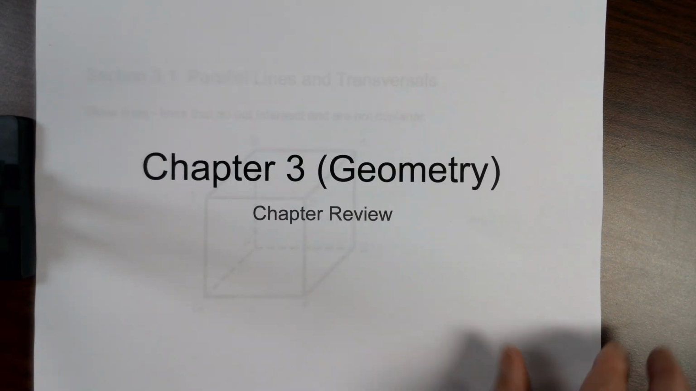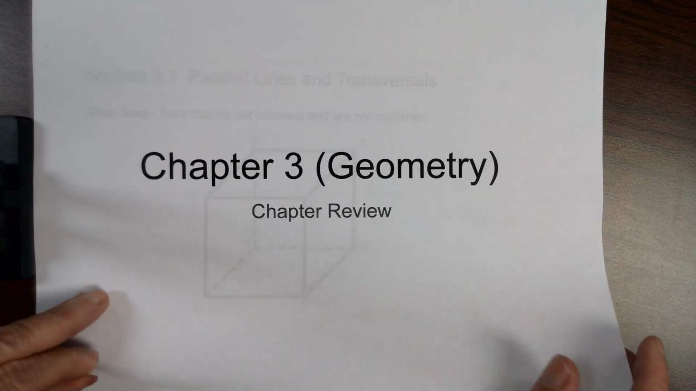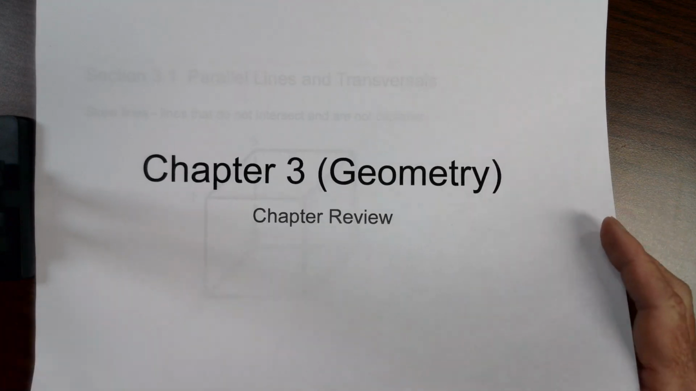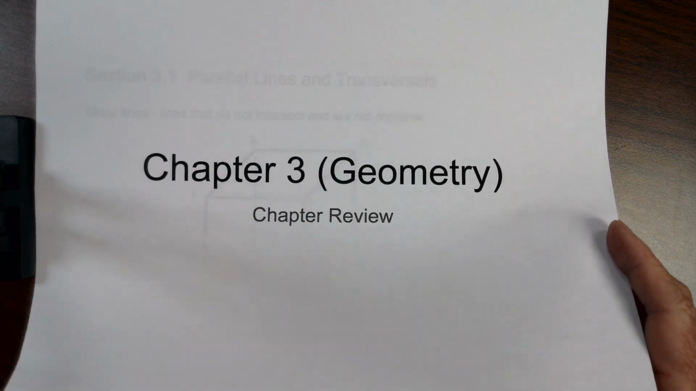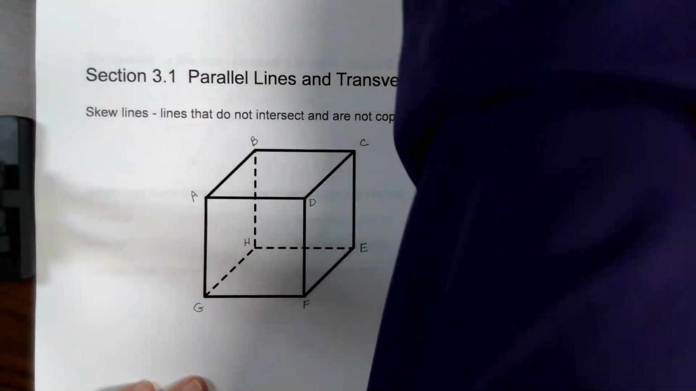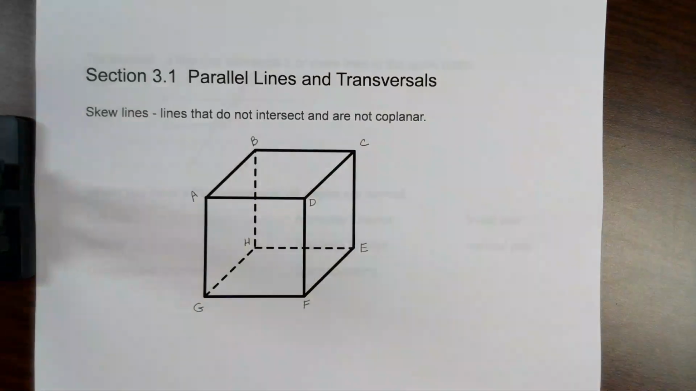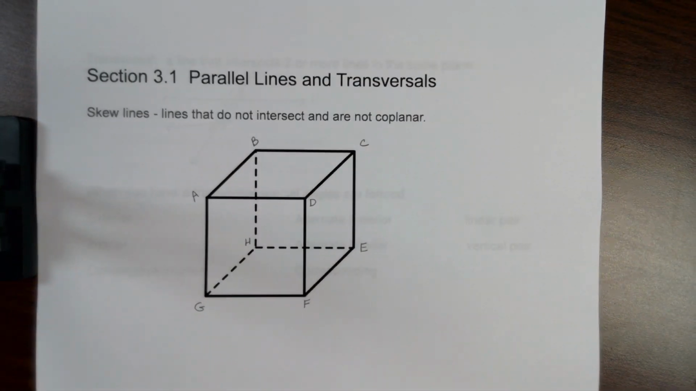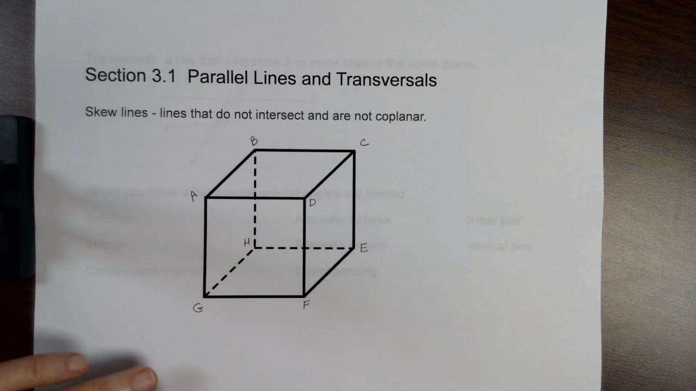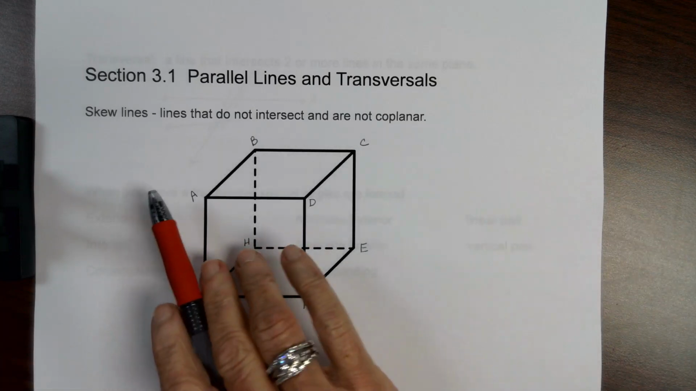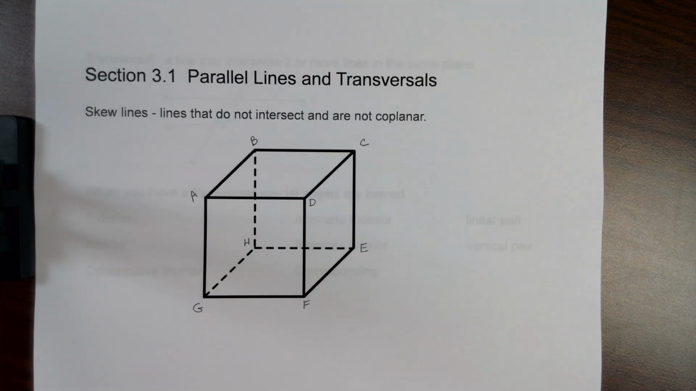This is the Geometry Chapter 3 review, and we're just going to briefly touch over the basics of the chapter. In the very first section, we talked about parallel lines and transversal lines, and the big thing is that you know what parallel lines are. Transversal lines are lines that cross at least two other lines.